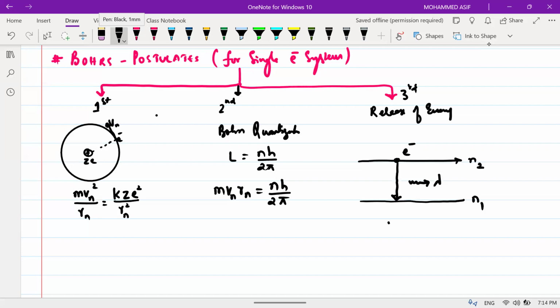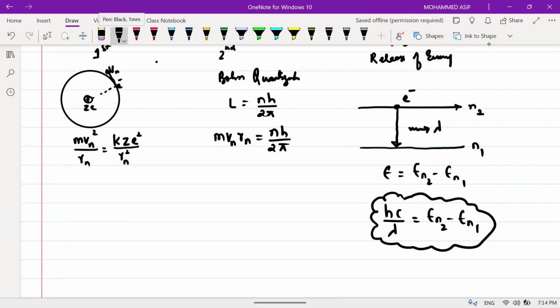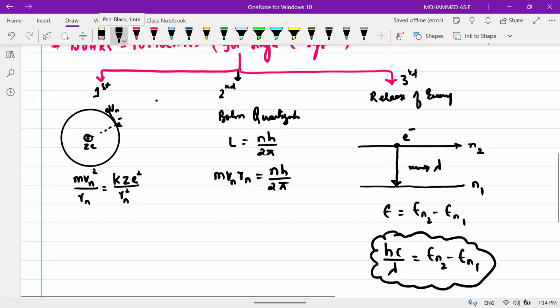That means energy is given by the formula E equals energy of the nth orbit minus energy of the first orbit. Energy of the photon, it is emitting the photon. So energy of the photon is given by hc divided by lambda equals En2 minus En1. These are very important formulas to be remembered. Am I clear about the three postulates, beta?